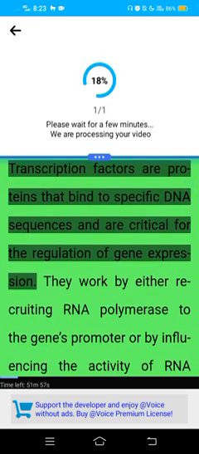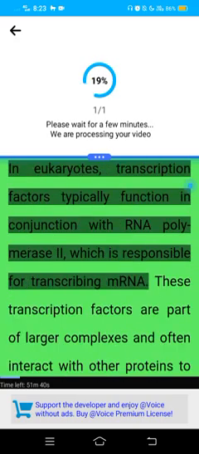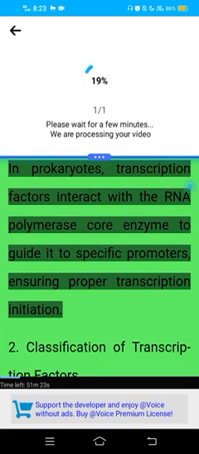Transcription factors are proteins that bind to specific DNA sequences and are critical for the regulation of gene expression. They work by either recruiting RNA polymerase to the gene's promoter or by influencing the activity of RNA polymerase once it is bound to DNA. In eukaryotes, transcription factors typically function in conjunction with RNA polymerase II, which is responsible for transcribing mRNA. These transcription factors are part of larger complexes and often interact with other proteins to modify chromatin structure or facilitate transcriptional initiation.